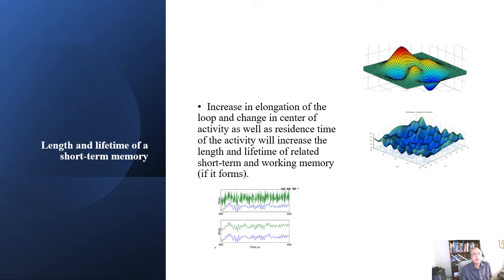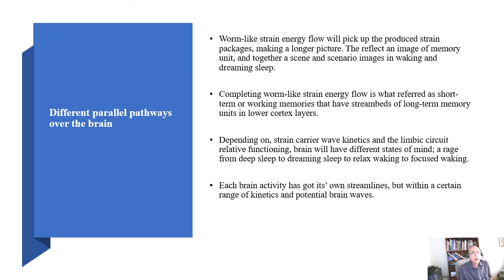The length of activity and its lasting period depend on the length, complexity, and lifetime of the formed memory. As was mentioned before and will be detailed in future presentations, strain energy pathways are different in different brain states, and so the short-term memory length and lifetimes will be different as well.